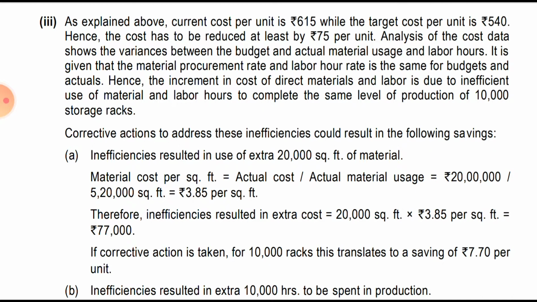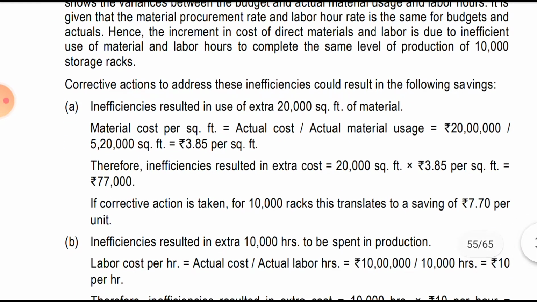Inefficiency resulted in the use of an extra 20,000 square feet of material. Material cost per square foot is the actual cost divided by the actual material usage, that is 20 lakh divided by 5 lakh 20.